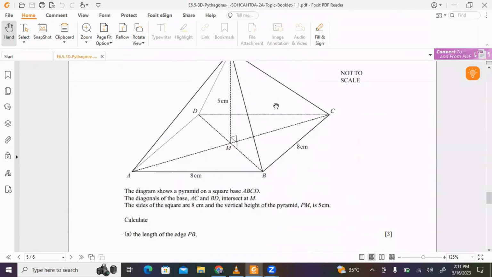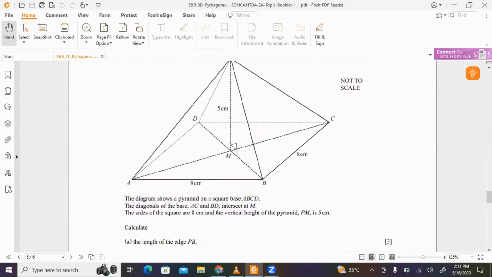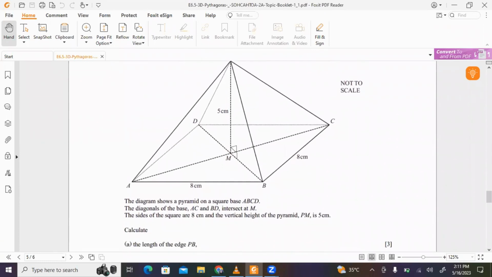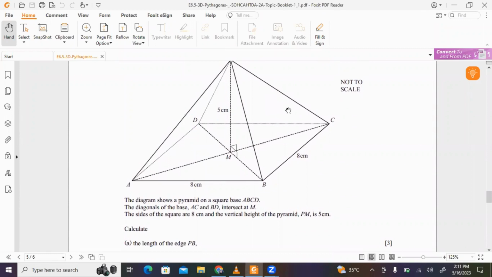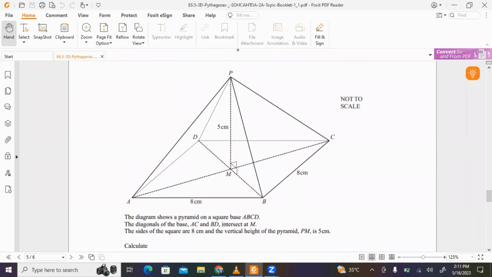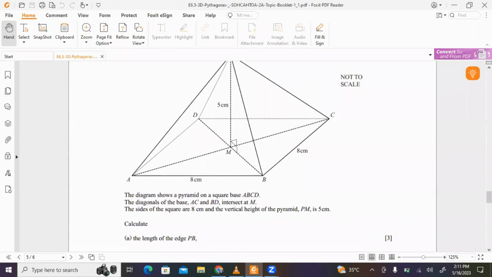Then the next question is a pyramid again, and they have given us the length of the square base. They have given us the length of the height. They want us to calculate the length of the edge PB. So now they want us to find this. In this case, we don't have the lengths of DB and AC.